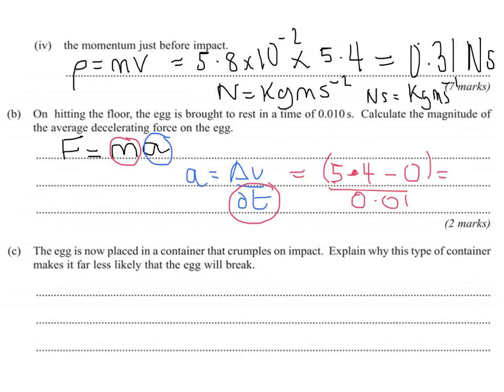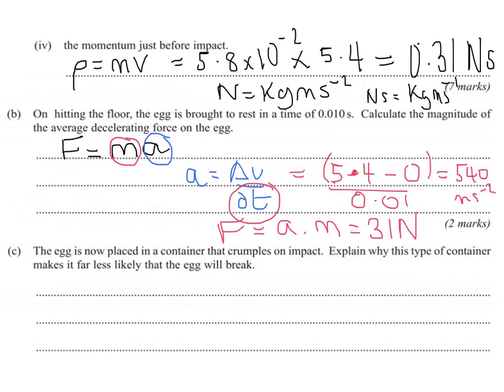And then obviously to get the force, we take that acceleration we calculated and multiply by m, and when you plug all of the numbers into that, you should get that the acceleration is 540 meters per second minus 2, and then plugging that into the force equation, you should end up with 31 newtons.